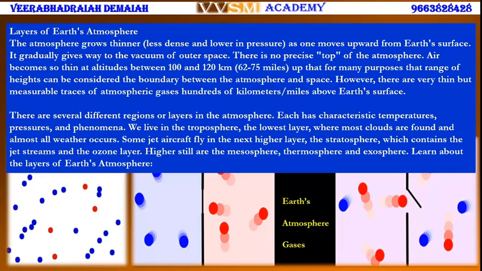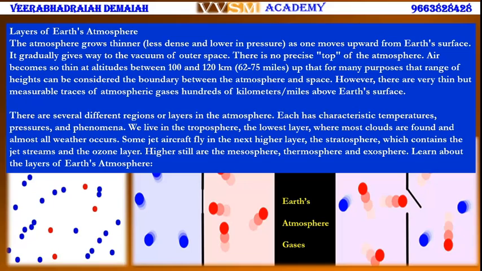There are several different regions or layers in the atmosphere. Each has characteristic temperatures, pressures, and phenomena. We live in the troposphere, the lowest layer, where most clouds are found and almost all weather occurs. The climatic conditions are also affected by atmospheric changes. Some jet aircraft fly in the next higher layer, the stratosphere, which contains the jet streams and the ozone layer. Higher still are the mesosphere, thermosphere, and exosphere. Learn about the layers of the Earth's atmosphere in the forthcoming classes, my dear friends.